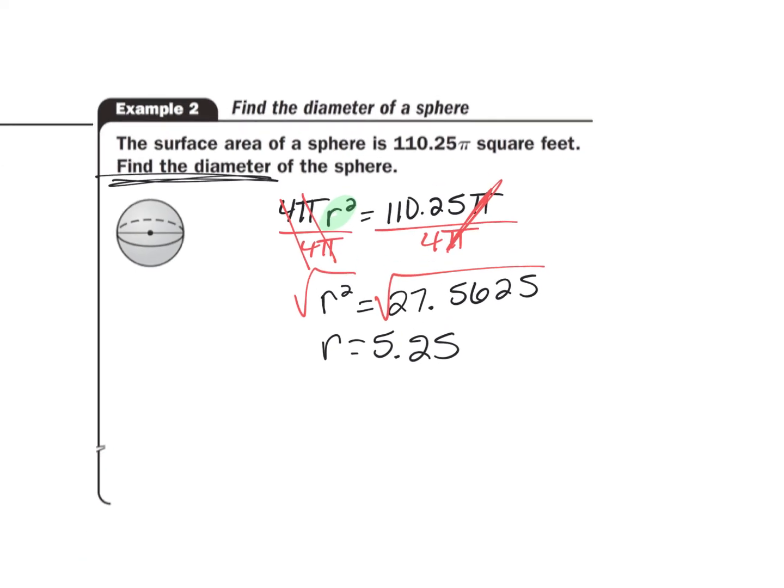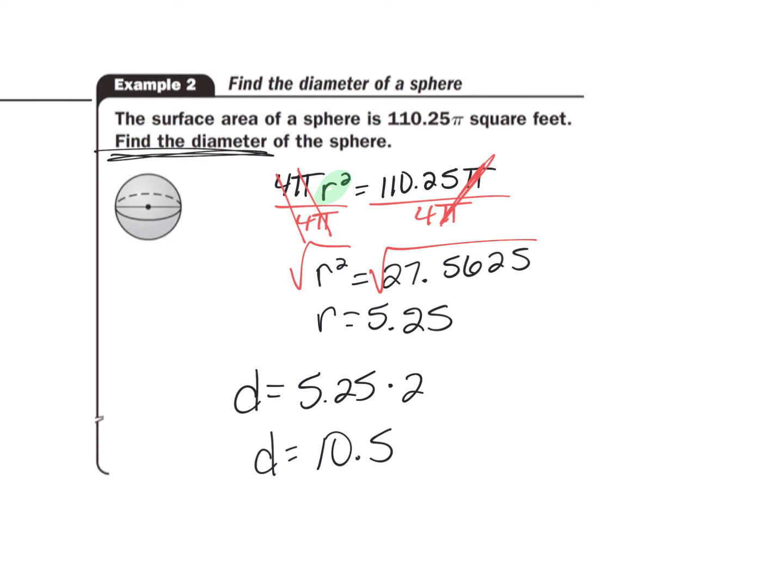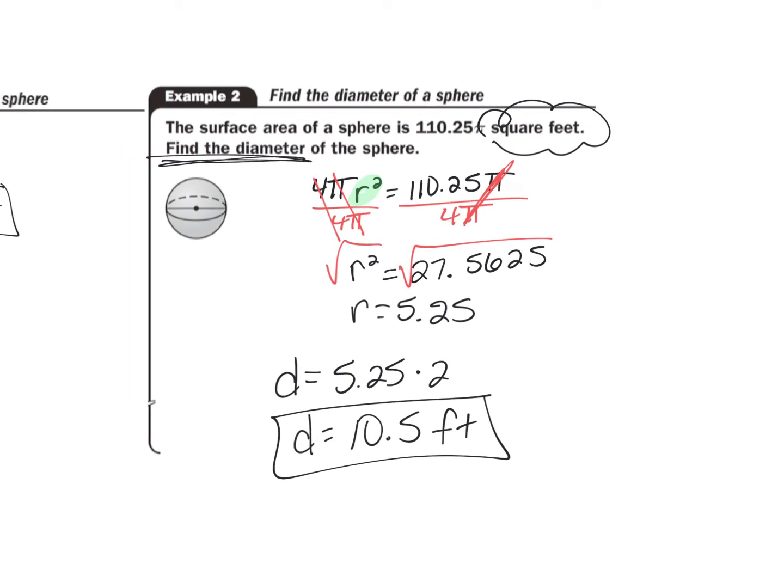They wanted us to find the diameter. So then the diameter would be 5.25 times 2, right? Because radius is half of the diameter. So then the diameter would equal 10.5. And then let's talk about the label. What would be an appropriate label for diameter? Well, since this is talking about square feet, diameter is one-dimensional, it's just a line, so it's just going to be feet. Cool. Let's do another one.